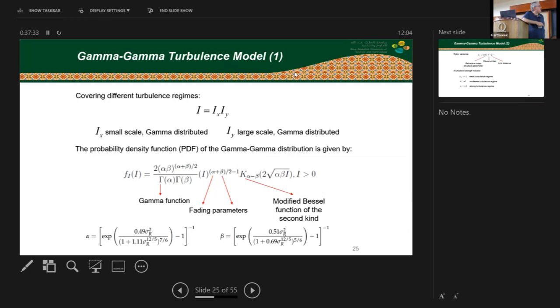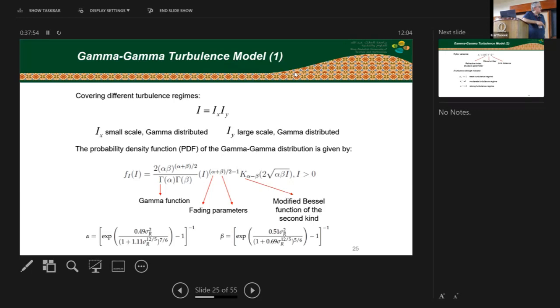But another popular and generic turbulence model is the so-called gamma-gamma turbulence. It's a multiplication of two gamma random variables, one to model the large scale and one to model the small scale. Those of you who are familiar with this world know that when you multiply two gammas, you end up with a closed-form expression for the distribution of the gamma-gamma.